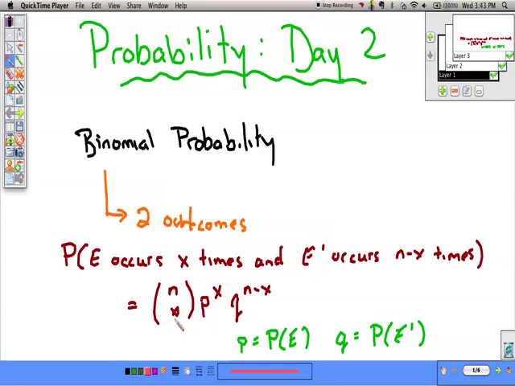is n choose X, where n is the total number of things there are, total number of trials. X is the number of successes. When we multiply that by the probability of X, or the probability of our event happening to the X power, because we'll have that many of these, and then the probability of failure, the probability of not E, raised to that power. These two exponents will always add up to n.